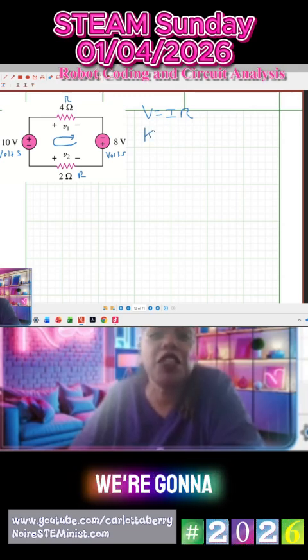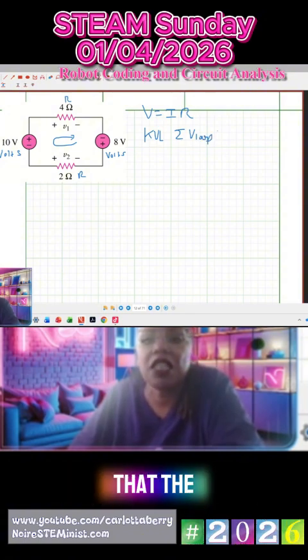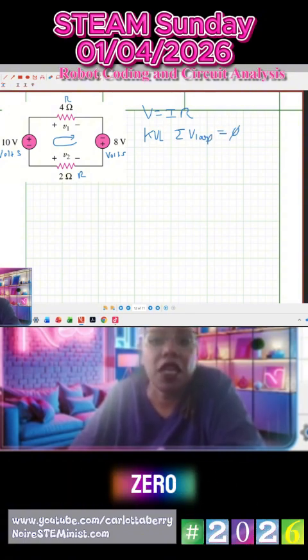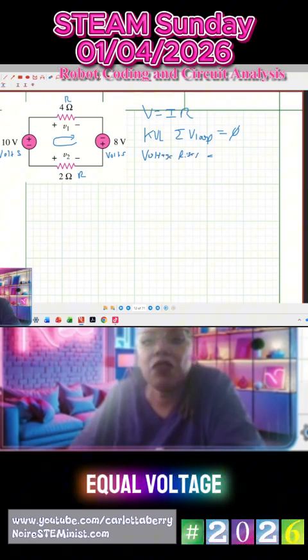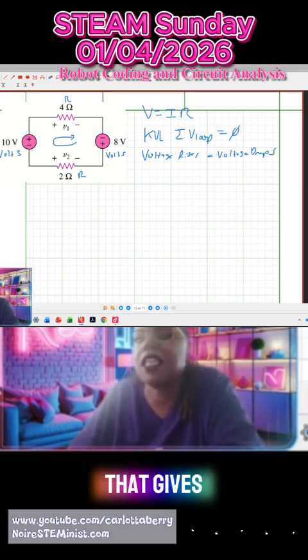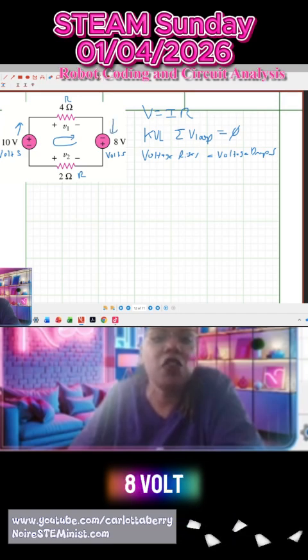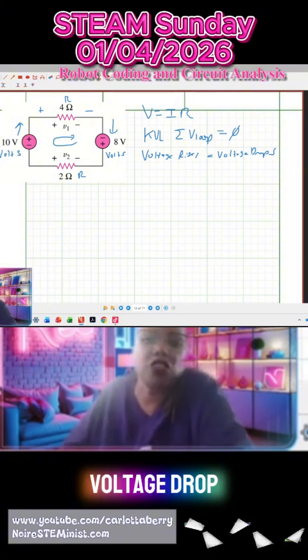The new concept that we're going to learn now is called Kirchhoff's voltage law. Kirchhoff's voltage law says that the sum of the voltages around a loop is equal to 0. Another way of saying that is voltage rises equal voltage drops, okay? The voltage rises are coming from the thing that gives me my power. So I have a 10 volt rise for my 10 volts, and I have an 8 volt rise for my 8 volts, but then I have a voltage drop for this resistor and a voltage drop for that resistor.